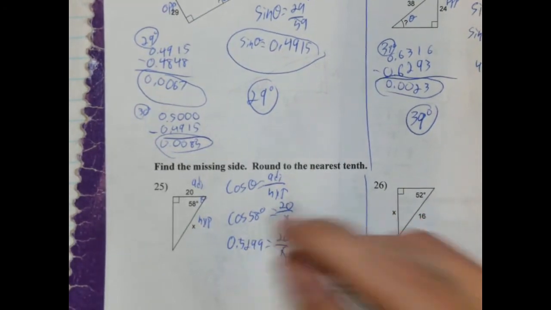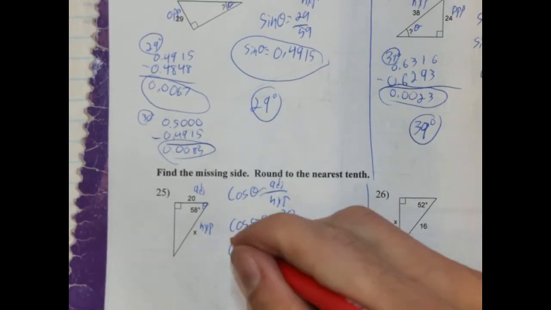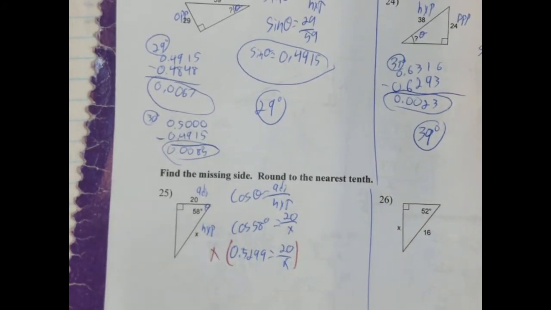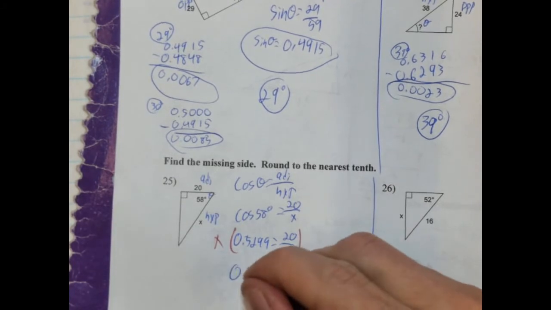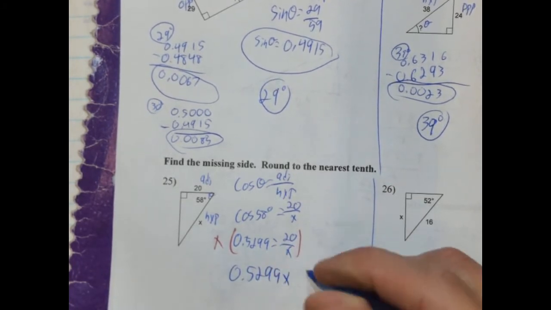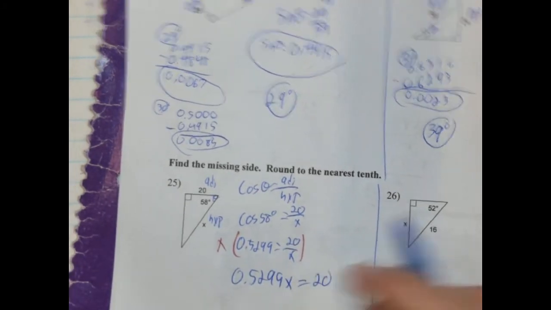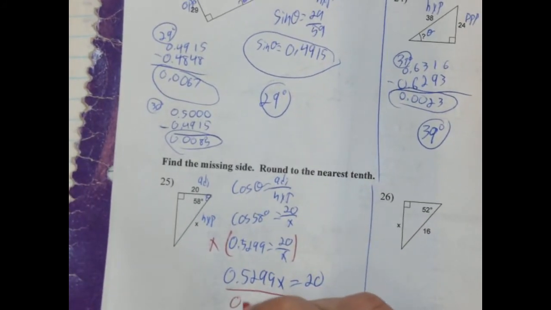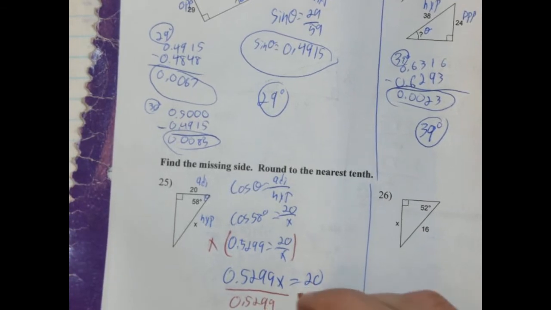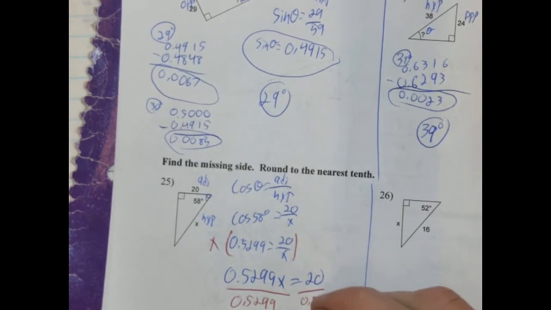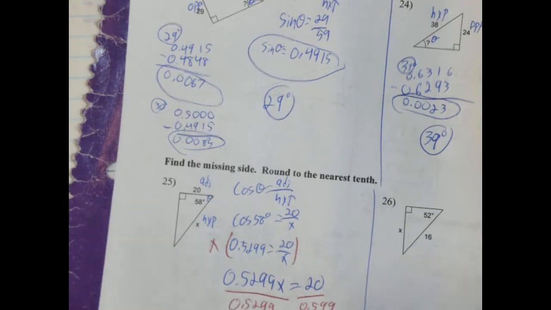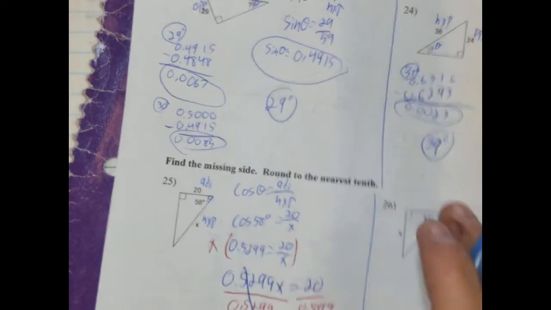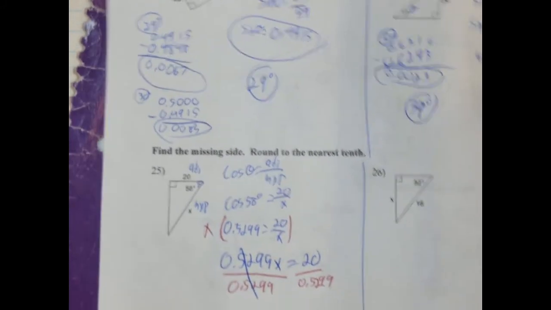So we're going to multiply both sides by x. We're going to have 0.5299x equals 20. And then divide both sides by this ugly number here. Oh my, that is ugly, isn't it? 0.5299. Oh, I forgot the 2. Cross these out. I'm off screen. Doesn't help us. There we go.